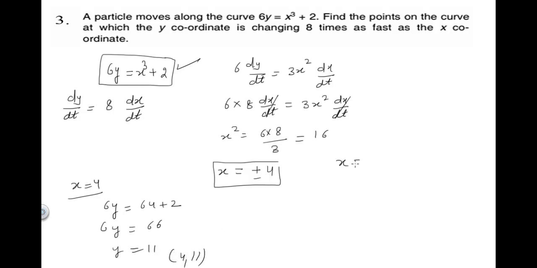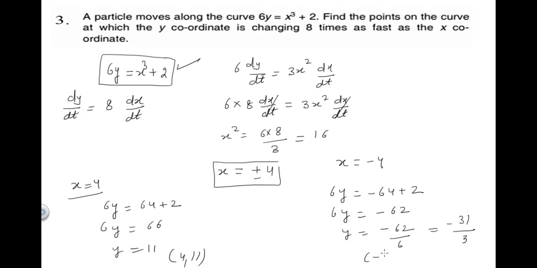Let us find at x equals -4. 6y will be equal to minus 64 plus 2. So we get 6y as equal to minus 62. Solving it, we get minus 62 divided by 6, which is minus 31 divided by 3. Hence, the other point is -4, minus 31 divided by 3. Clear? And we had to calculate the points only. So these are the 2 points at which the rate of change of y coordinate is 8 times as fast as the x coordinate. Clear?